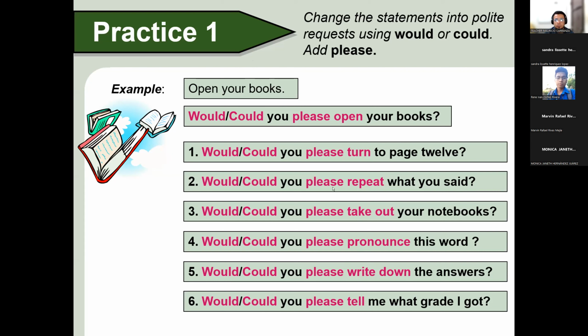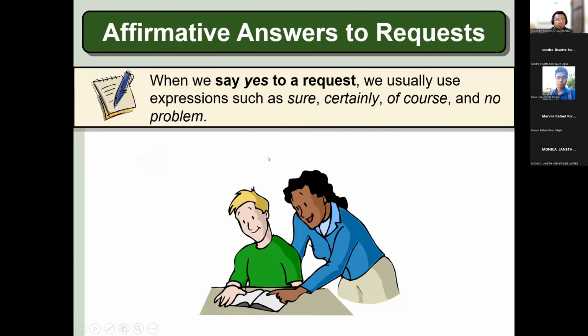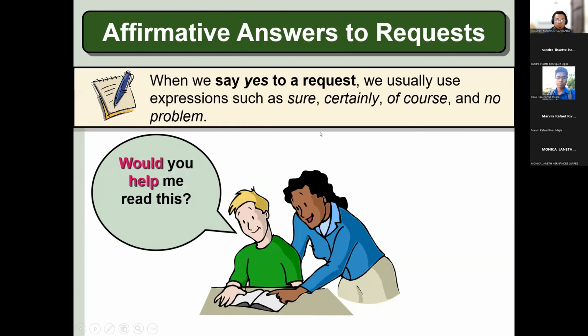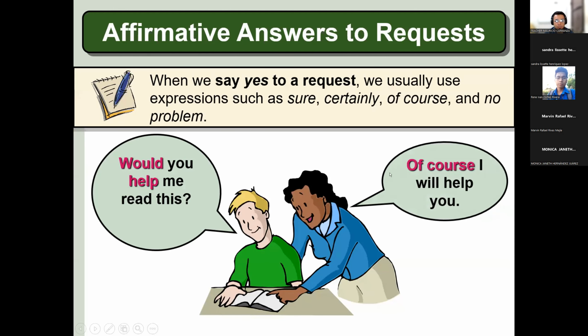Yes. Yes, teacher. Okay. Now, it says we say yes to a request, but we usually use expressions such as sure, certainly, of course, not a problem. So this is basically saying yes, but in a different way. Would you help me read this? You say, of course, I will help you, right? We can also use the word absolutely.